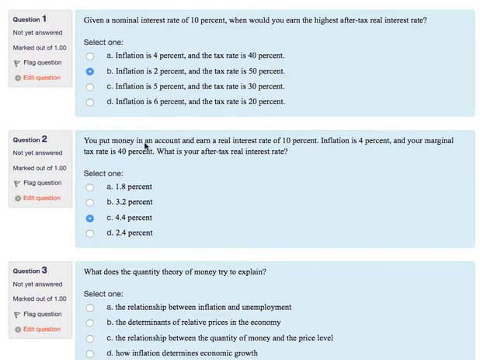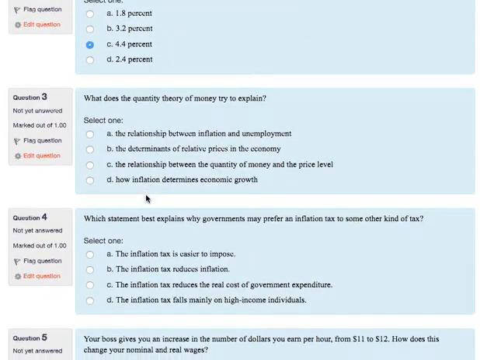How to calculate this as well: you put money into an account and earn a real interest rate of 10%. It's rare that you'll know it in real interest rate terms, so this would normally be a nominal rate. So nominal is real plus inflation. So 10 plus 4 would be my nominal interest rate. And my taxes depend on my nominal interest rate. So if I were to multiply 60% of 14%, I would get 8.4%. And when I remove the inflation component, I'm left with 4.4% as my after-tax real interest rate.